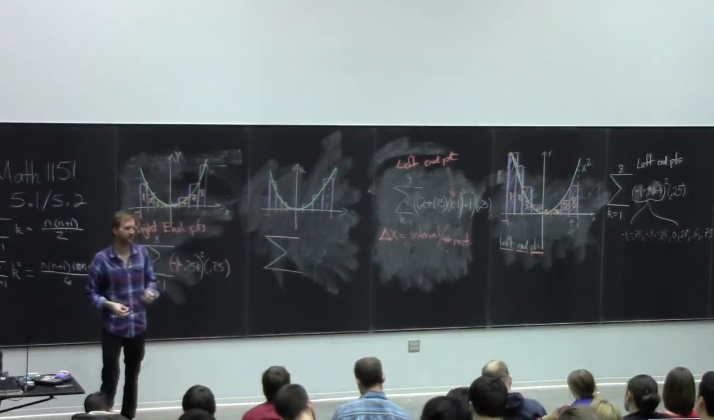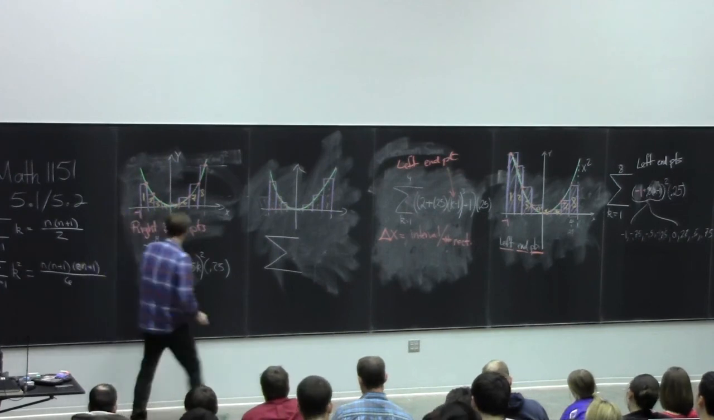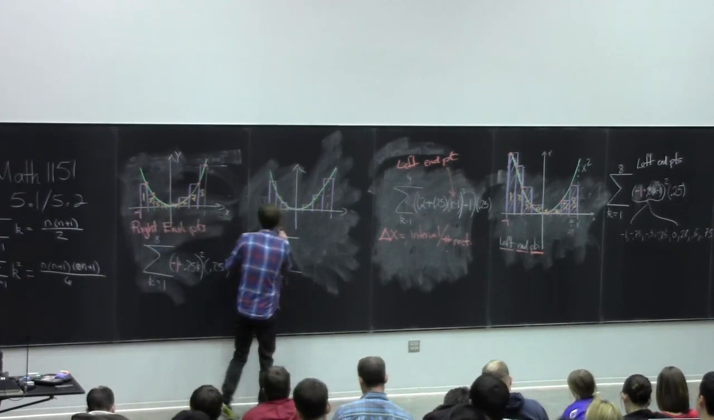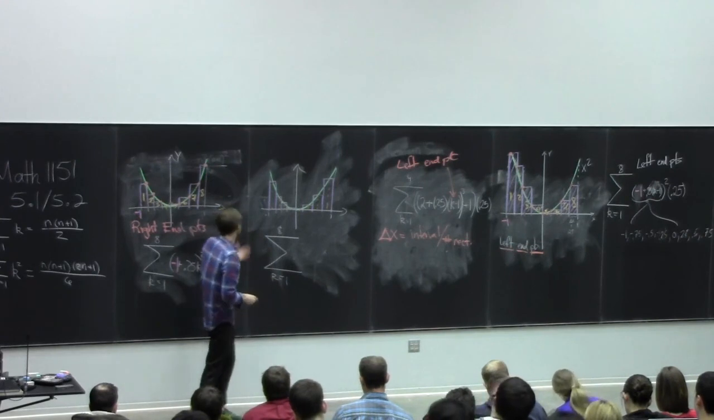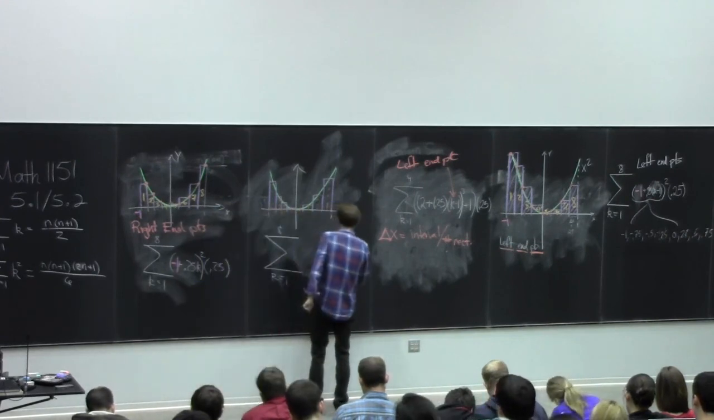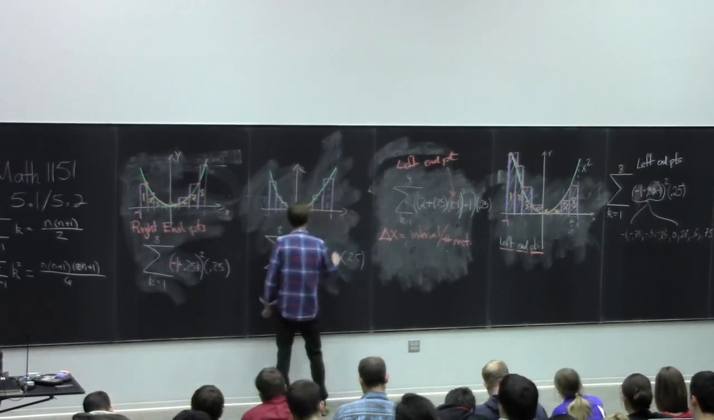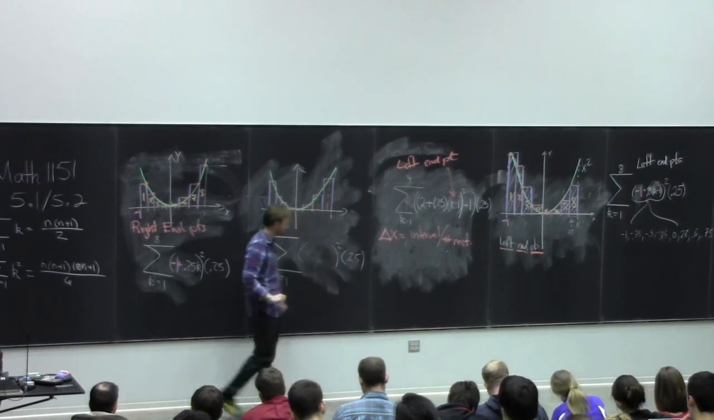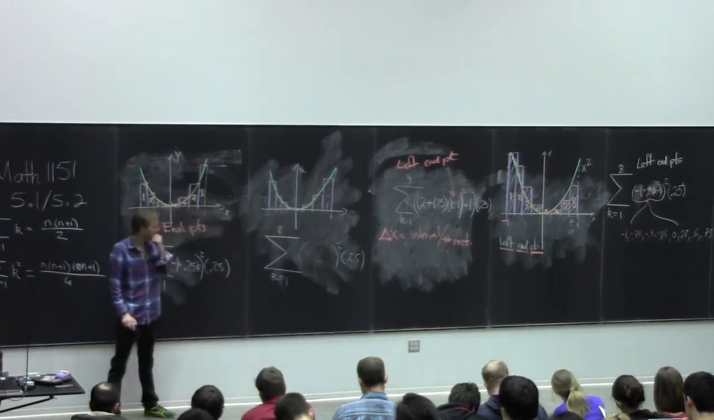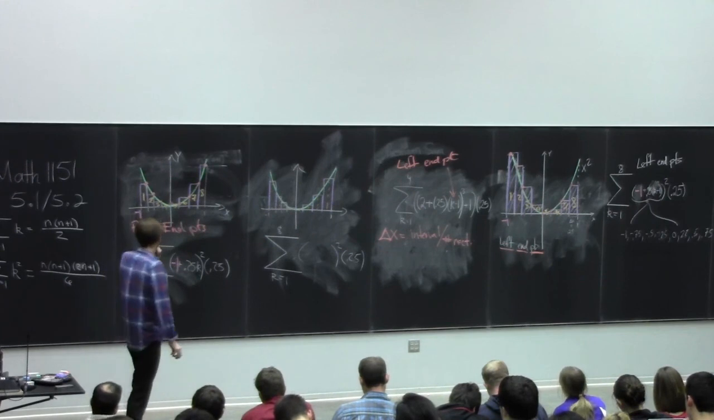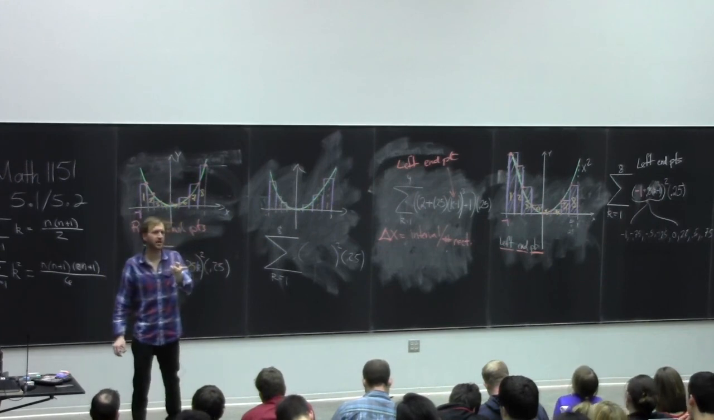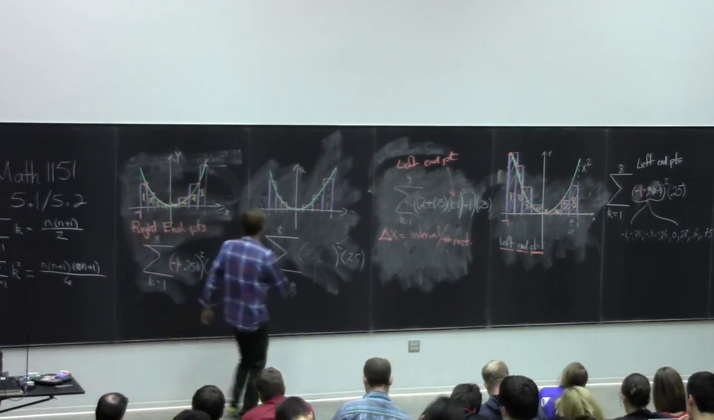Anyways, we write a sum. How many rectangles do we have? 8. K equals 1 to 8. The width of this thing is 0.25. The function is squaring. That's nice and easy. But what am I squaring here? Where am I starting at? -1, so I just write -1 here.